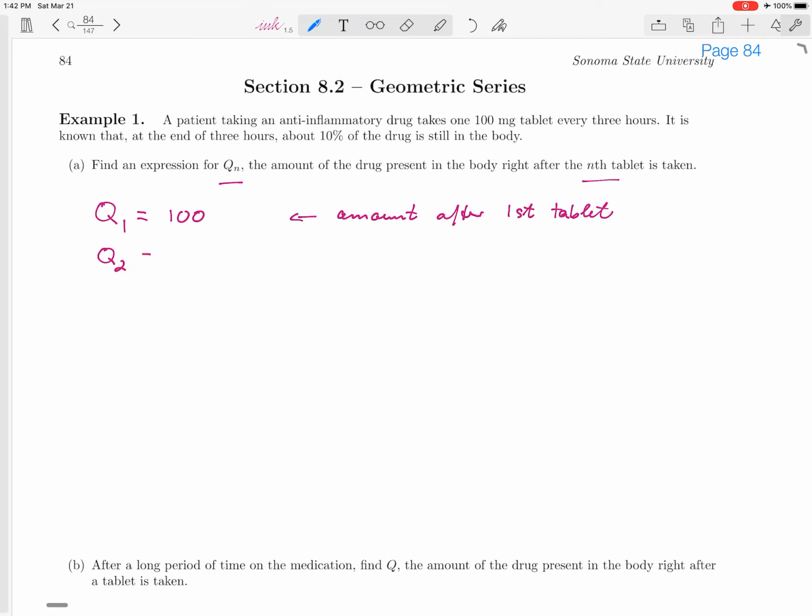What about 3 hours later? 3 hours later, we are now taking the second tablet. That second tablet, again, is 100 milligrams. The first tablet, though, most of it is gone, but 10% is still in the body, and 10% of 100 is 100 times 0.1. And so we can multiply this out. 100 times 0.1 is 10, so we have a total of 110 milligrams. So that is the amount after the second tablet.